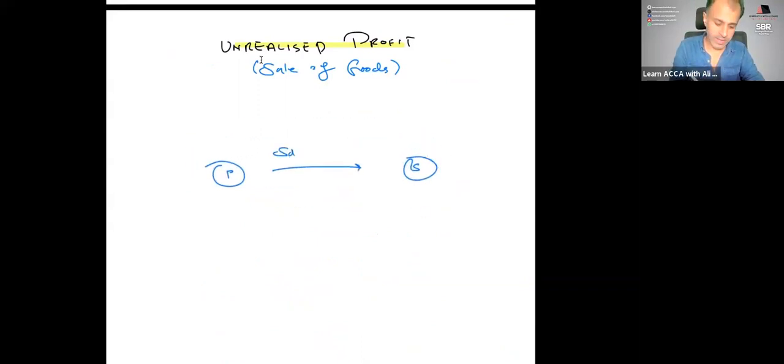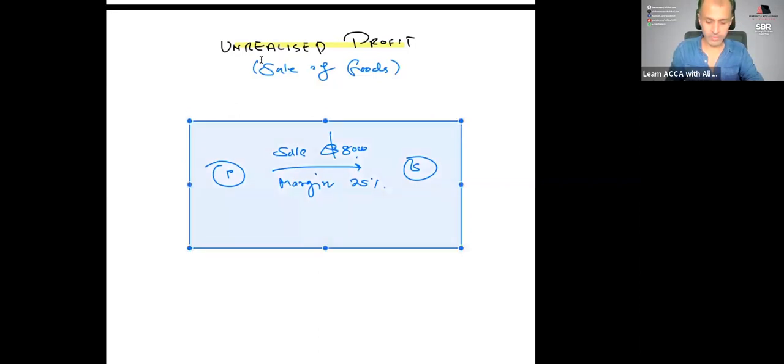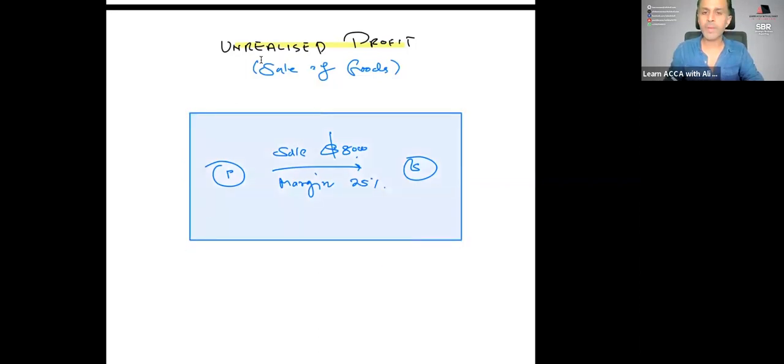The value of the sale is $8,000. $8,000 has been the value of the sale, and they have recorded a 25% margin on it, profit. And this shows the boundary of the group, the shell, within which the two members are placed.